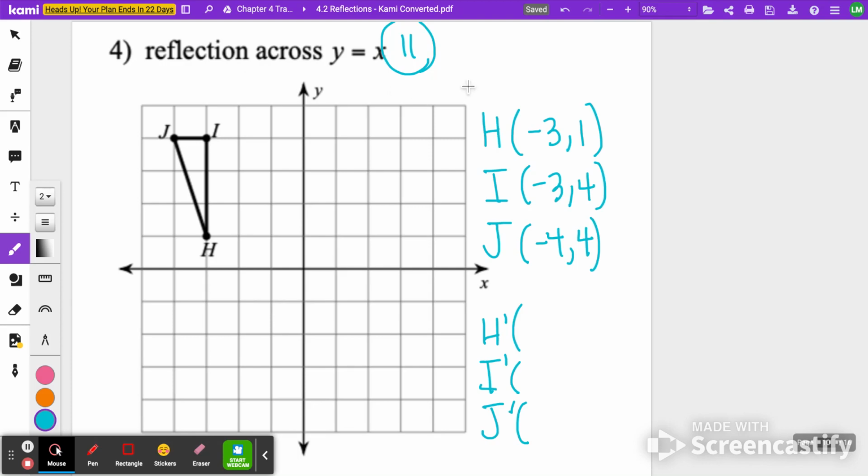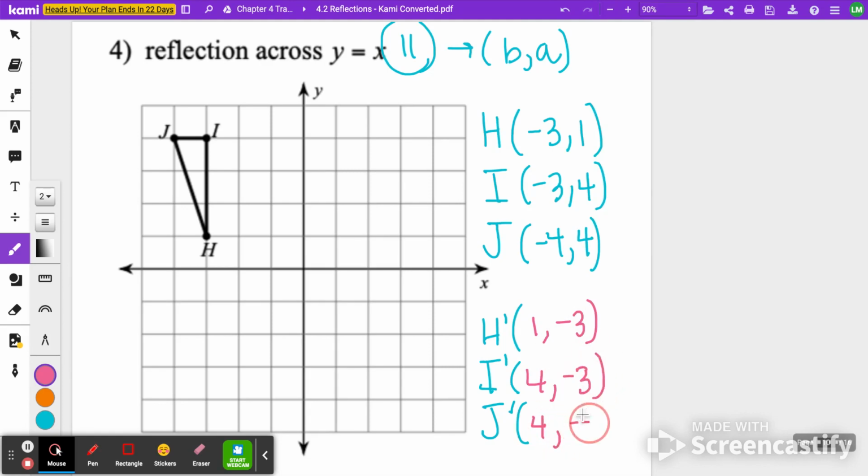All right, what I've done so far is I created my original points. Just to remember, y equals x just means I'm flipping around the x and y. So all I'm doing is just replacing them with their counterpart. So H prime is actually going to be 1, negative 3. I prime will be 3, negative 4, or sorry, 4, negative 3. And then J prime is 4, negative 4.